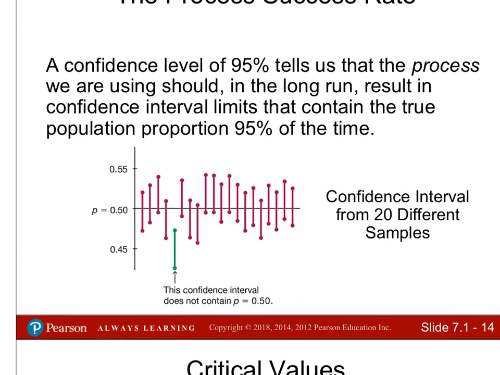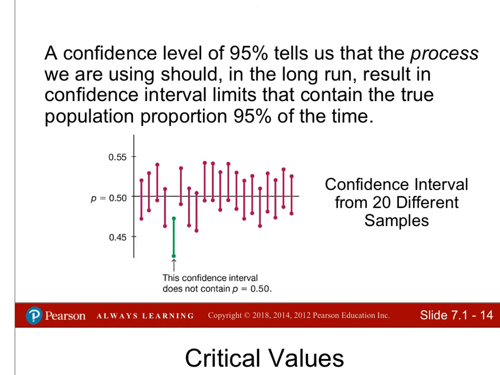Here is an interesting graph, all right? When we create a confidence interval, it tells us that the process we're using should, in the long run, result in confidence interval limits that contain the true proportion 95% of the time. And so what you see in this graph is that these are actually confidence intervals. Each of these little dots is a confidence interval written vertically. So this particular confidence interval runs from about 47 to 53 or so, somewhere in there, right?